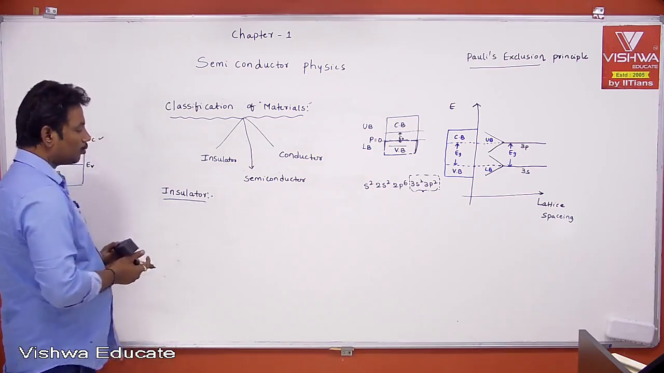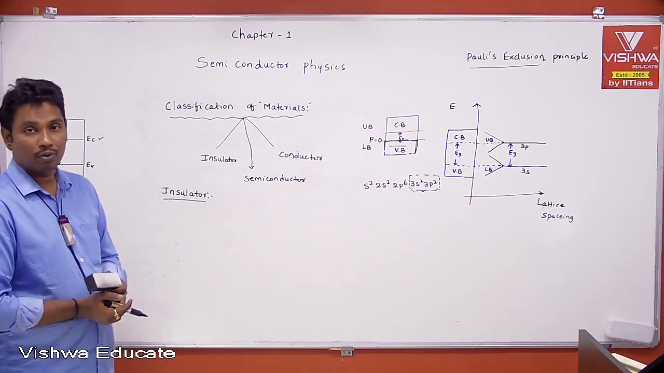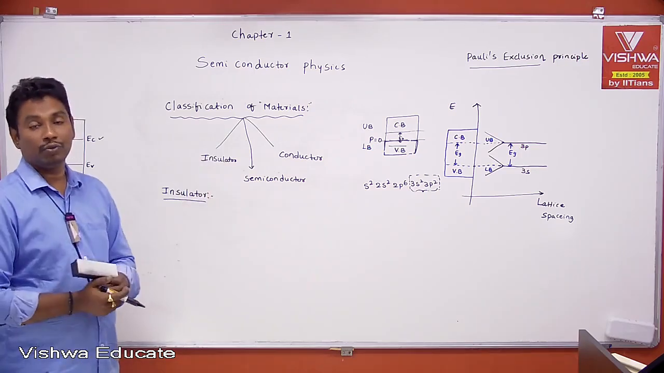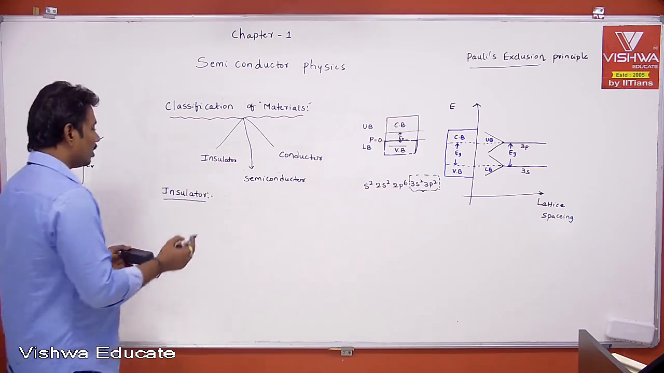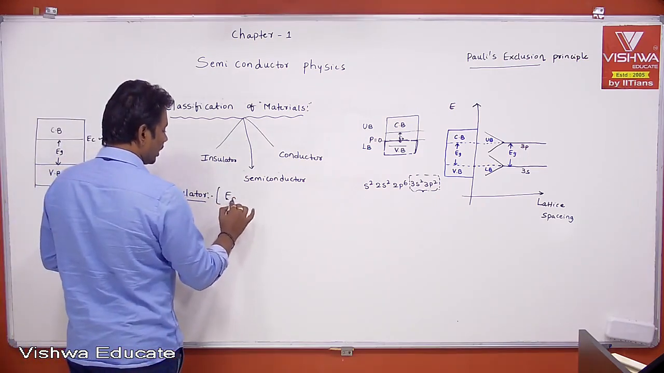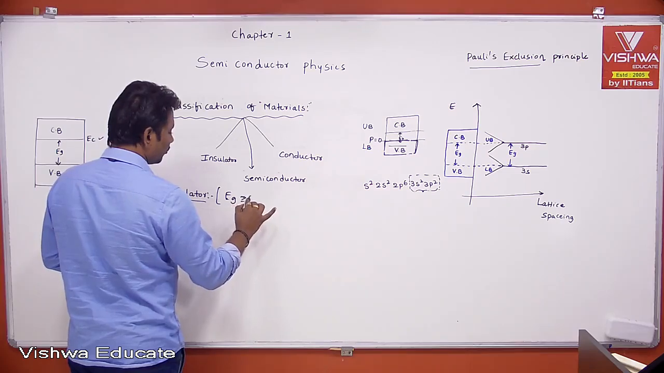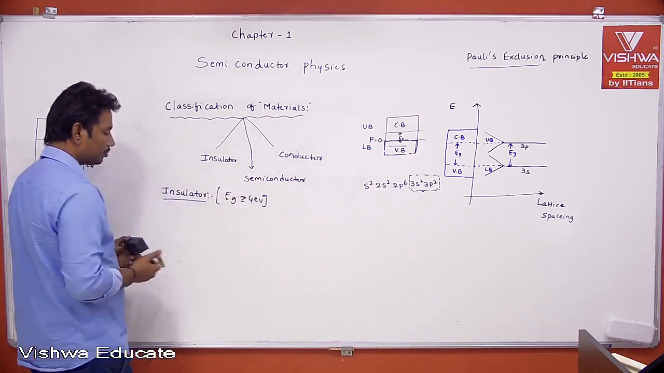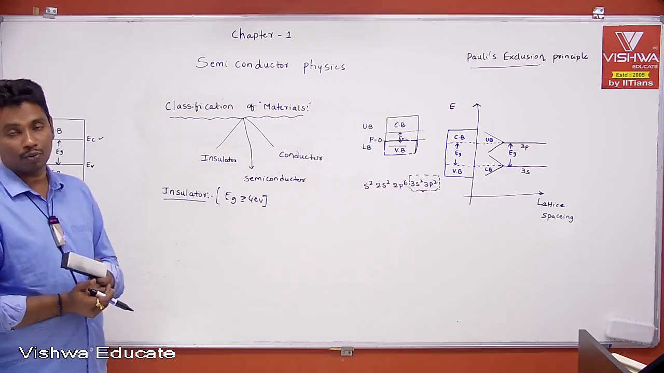See, what is an insulator? Insulator means the material whose energy gap is very large. Very large means it is in several electron volts. We can say the energy gap is greater than 4 electron volts and more. What I'm saying is, the energy gap is very large, that is, in several electron volts.